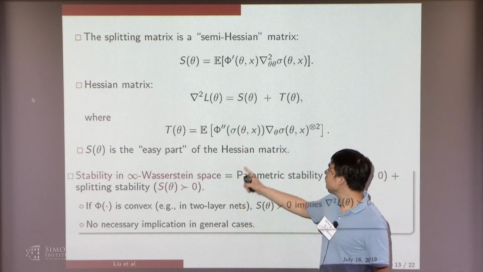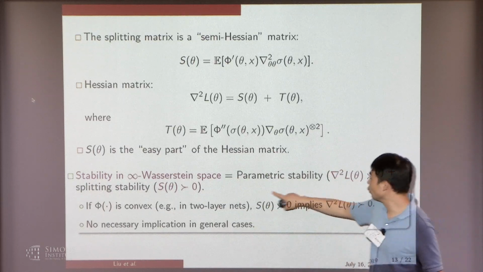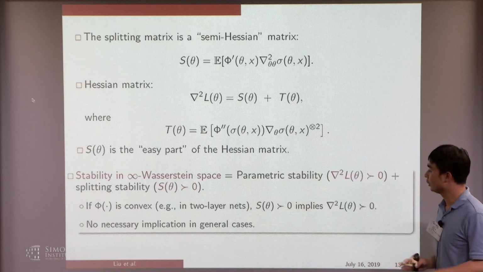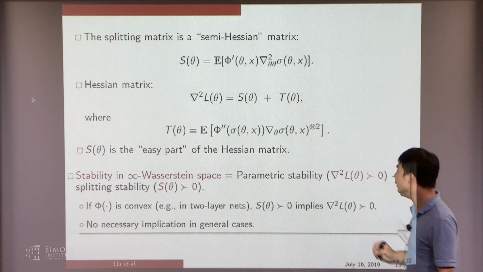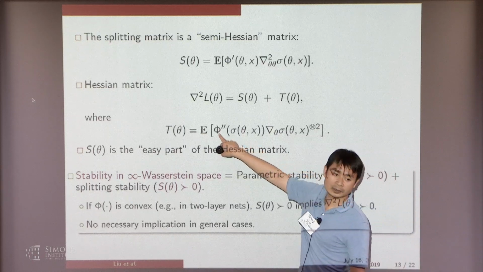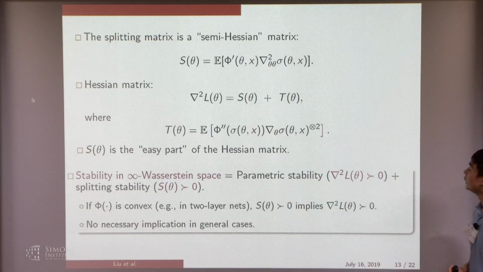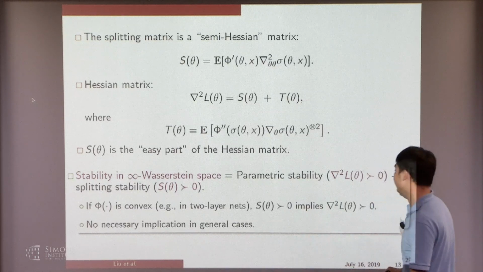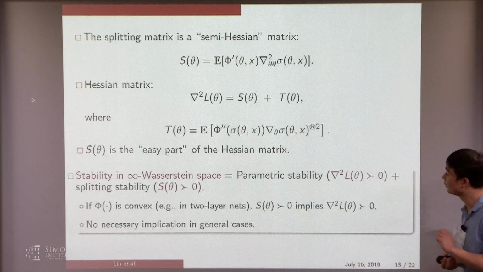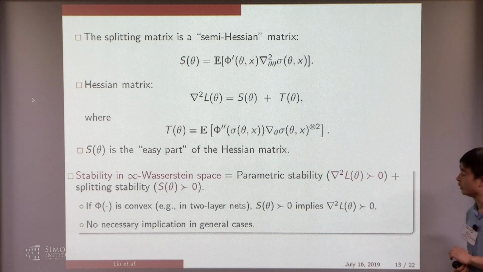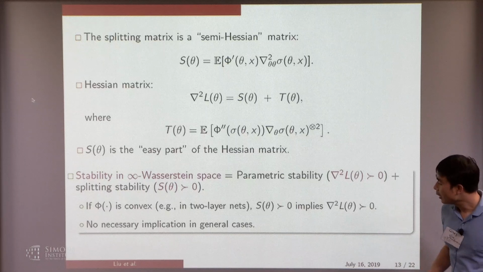Then these 2 notions are really orthogonal in general. There's no general relation that implies one or the other. But if capital phi is convex, which is the case of a one hidden layer neural network, then the splitting stability actually implies the parametric stability, meaning that if you cannot split, then you also cannot improve by just escaping saddle points. The parametric stationary point is actually optimal.